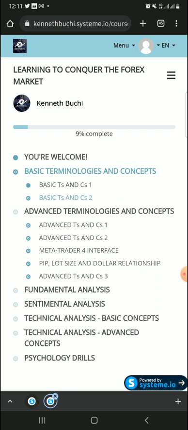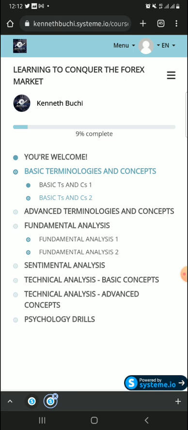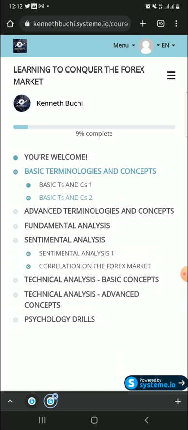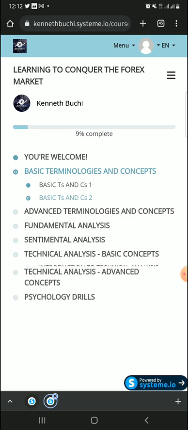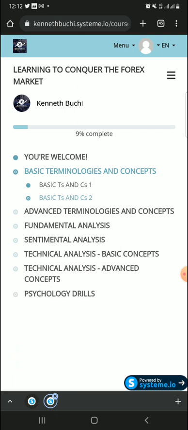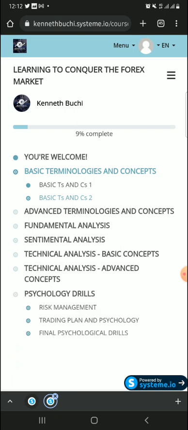So we have lot size and dollar relationship. This one is going to thoroughly explain all these concepts we just learned under 30 minutes. You're going to get them broadened properly. Okay, now we also get fundamental analysis 1 and 2, sentimental analysis 1, another terminology called correlation on the forex market, a very important strategy, technical analysis, the basic concepts, technical analysis, the advanced concepts, and then we finally get psychology drills, where you get to learn risk management, trading plan and psychology, and the final psychology drills.